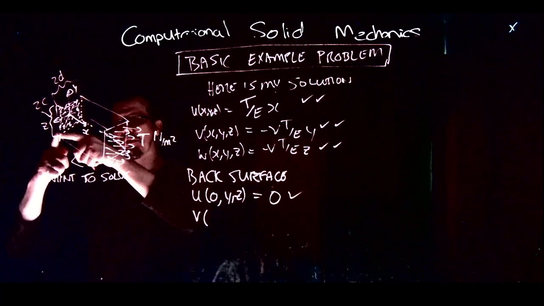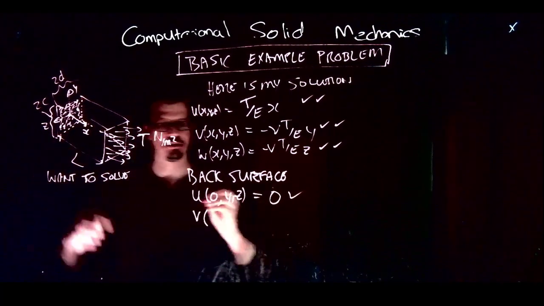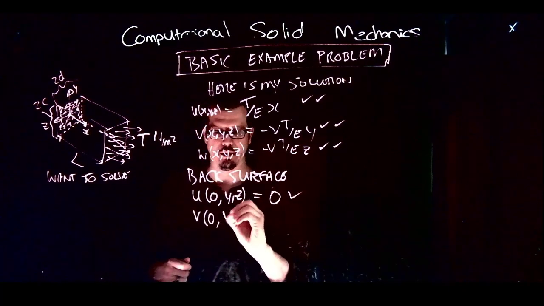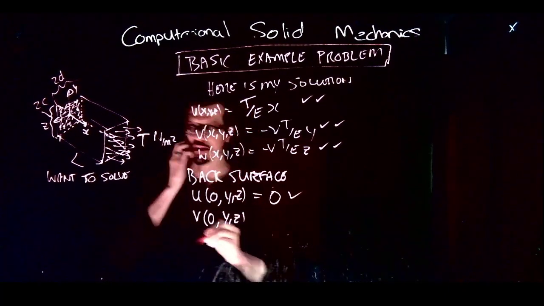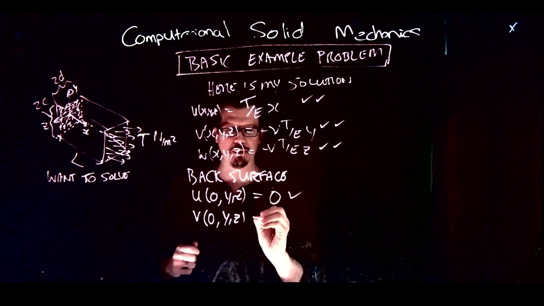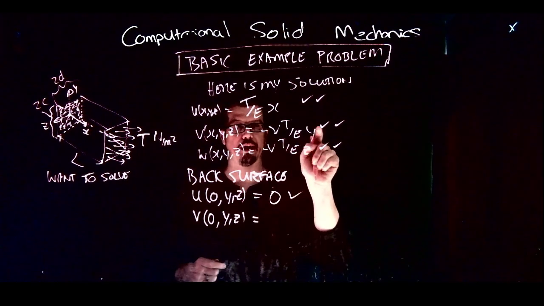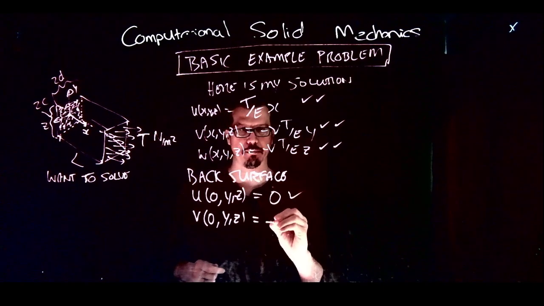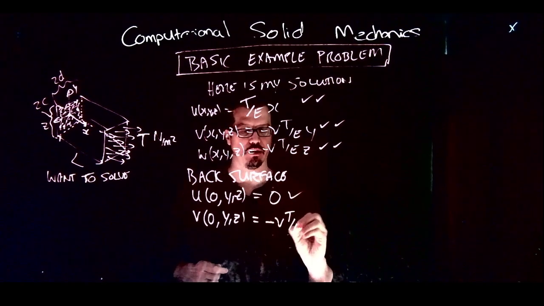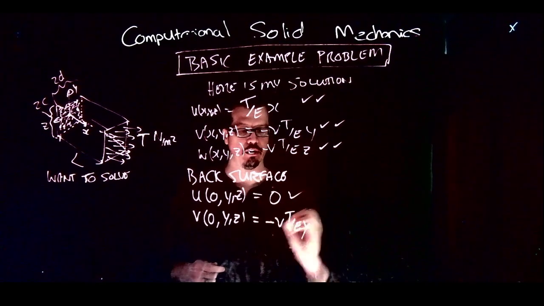I need to substitute for x equals to 0. That's how I'm on that back surface. So essentially U, and then I have y and z. So I can still walk around there. But this field must now also be equal to 0. Okay, but let's see what happens if I plug in now x equal to 0. When I plug in x equal to 0, I get minus T over E y, okay?